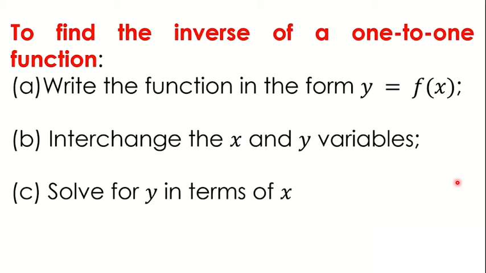To find the inverse of a one-to-one function, students, take note of these steps. First, write the function in the form y equals f of x. This is the first step. Next, interchange the x and y variables, so y becomes x and x becomes y. Then, solve for y in terms of x. Do the operations or the solution.